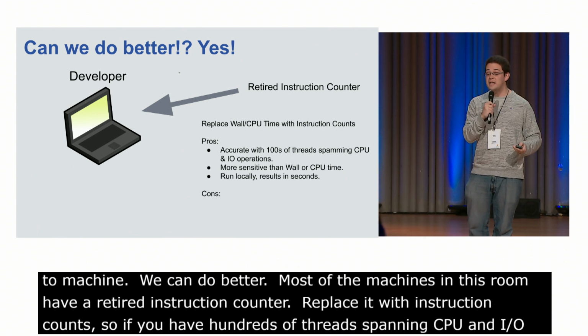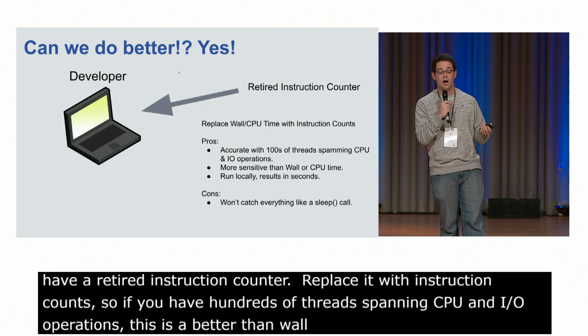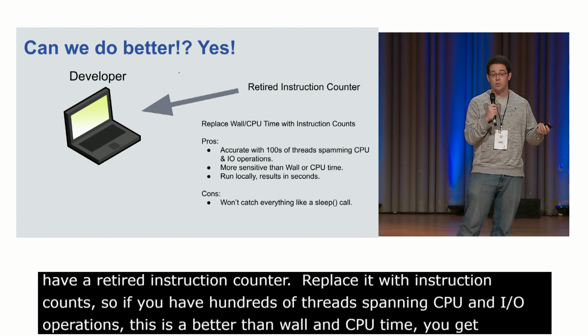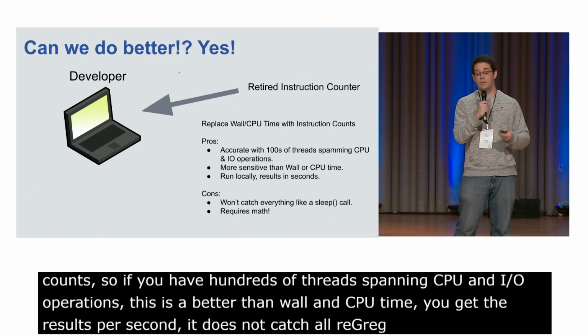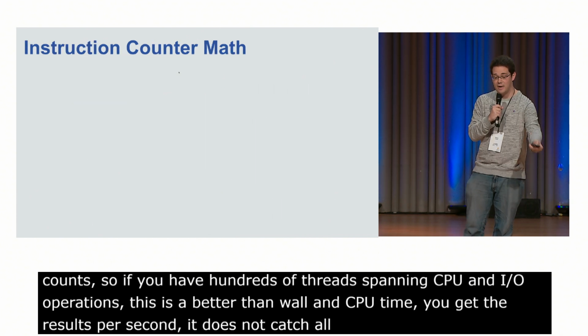It works locally. You can get results in seconds. And the main con that I've found so far is that it doesn't catch all regressions, such as the sleep times, but it's fine. There are other good ways to catch that. And it also requires some more math. So let's go into that math right now.